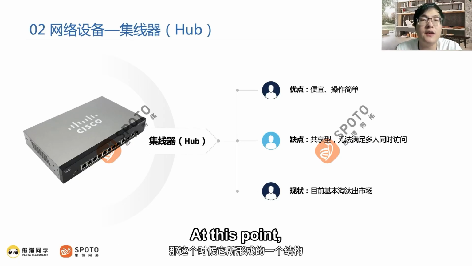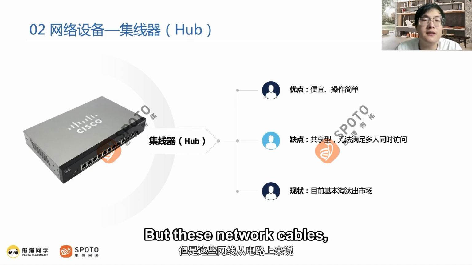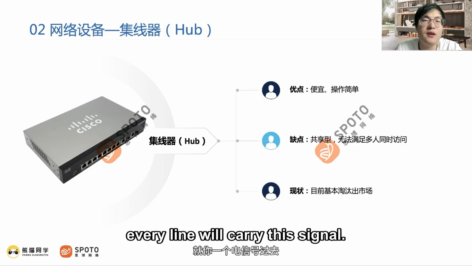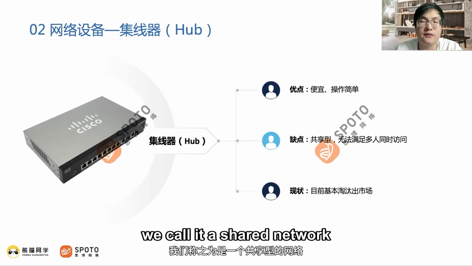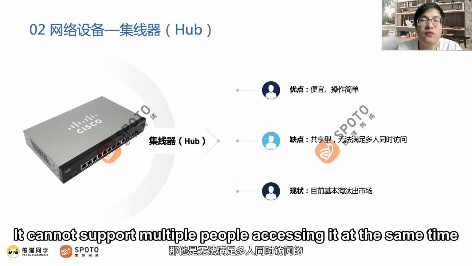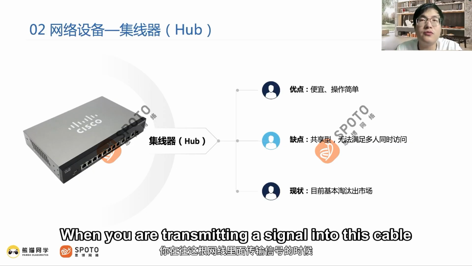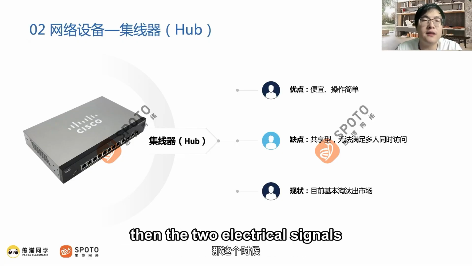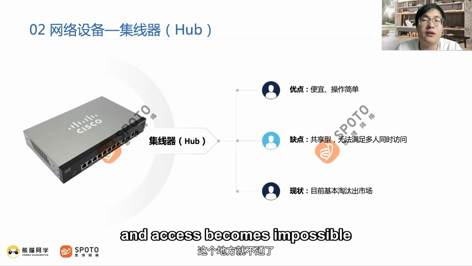At this point, once this cable is connected out, there might be many network cables outside. But these network cables, from an electrical circuit perspective, are the same entity. When there is an electrical signal, every line will carry this signal. So this type of network, we call it a shared network. It cannot support multiple people accessing it at the same time. What does that mean? When you are transmitting a signal into this cable, if someone else also tries to transmit a signal into it, then the 2 electrical signals will collide right here. The connection will be broken here, and access becomes impossible.